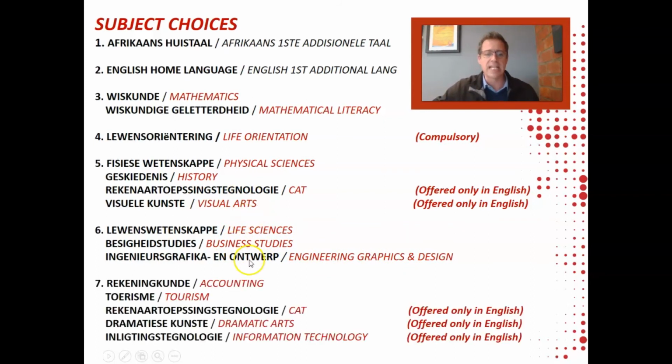All right, and then in group 7, the last choice you have to make is one of these. It's either accounting, tourism, CAT again, drama, or IT. And please note these last 3 are again in English only, due to the nature of the subject.